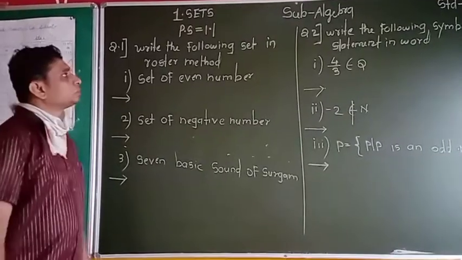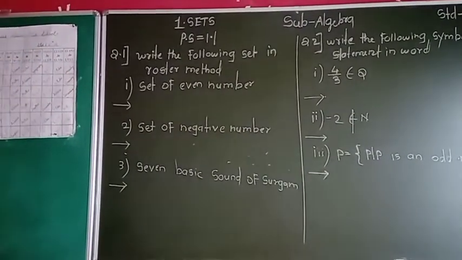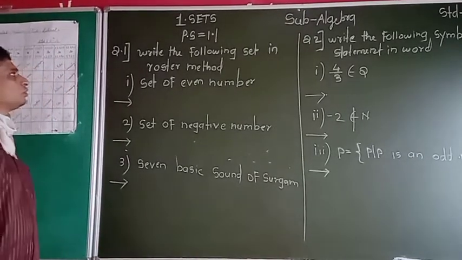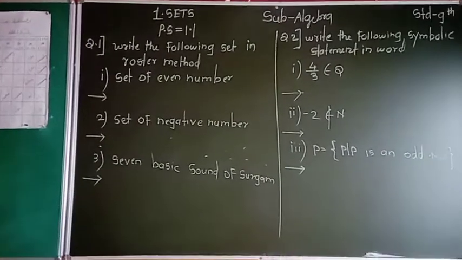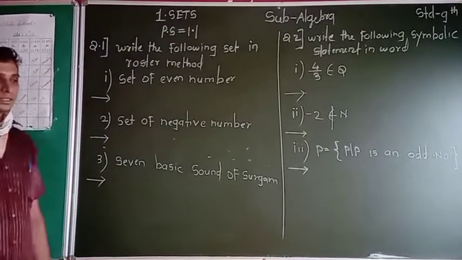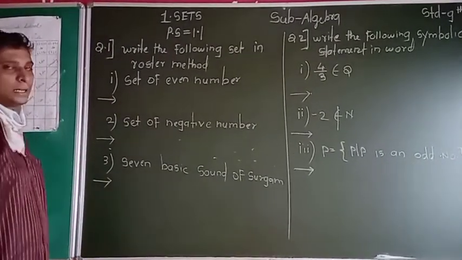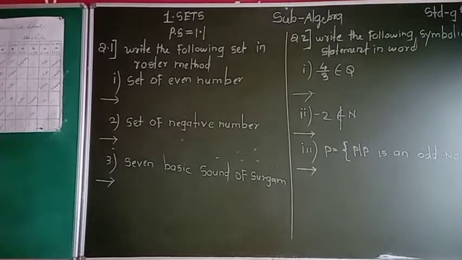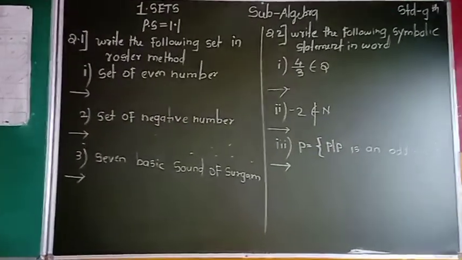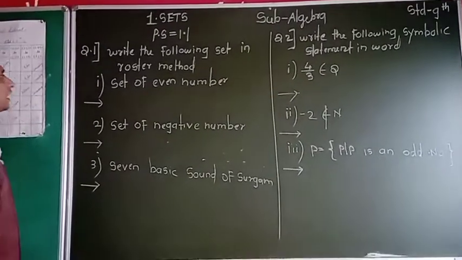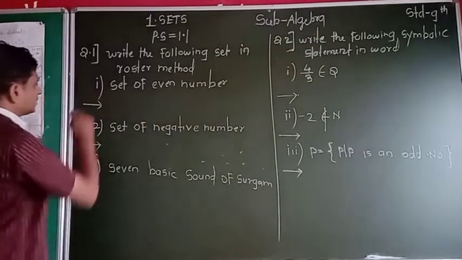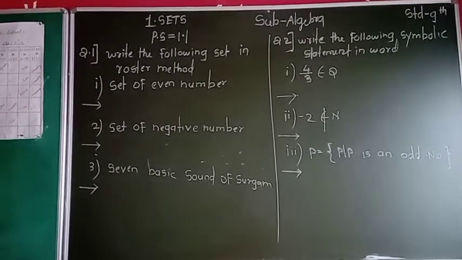Welcome students. Today we are going to learn algebra, chapter number one, set. We have to solve practice set 1.1. Students, we already know about the roster method and the listing method. According to practice set 1.1, question number one: write the following sets in the roster method. The first example is the set of even numbers.